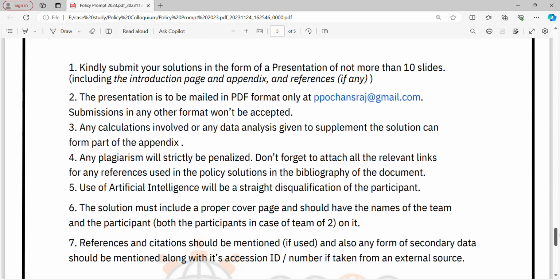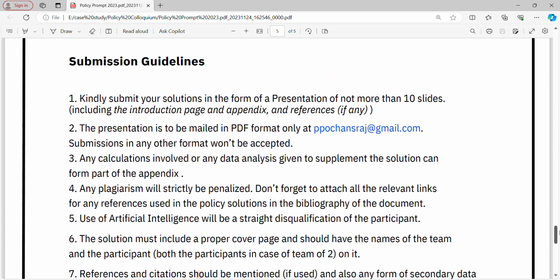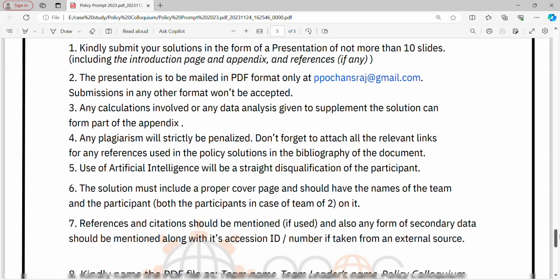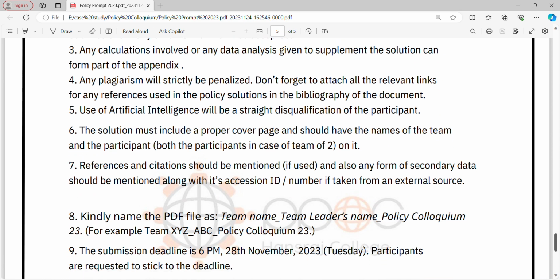So these are the guidelines here, including all the slides. The slide limit is 10, and this is the guidelines.